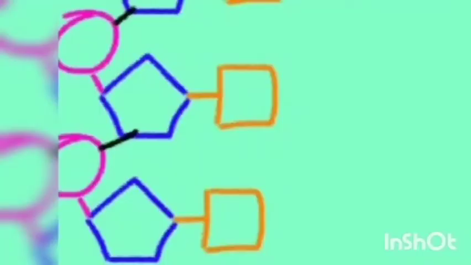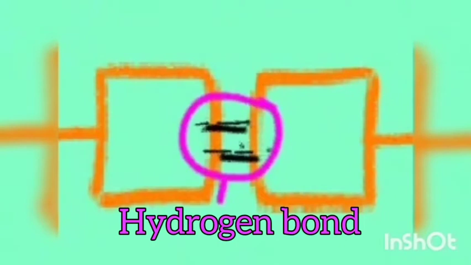DNA is an antiparallel molecule, which means its 2 strands are parallel, but their directions are different. To make 2 strands, we need a bond between 2 nitrogenous bases, and this bond is a hydrogen bond. One strand of DNA moves from 5' to 3' end. However, the second one moves from 3' end to 5' end.